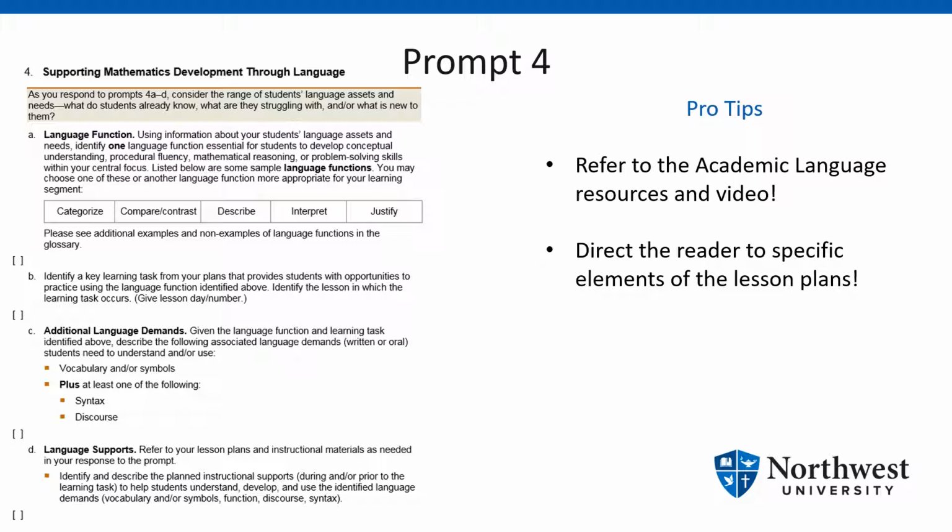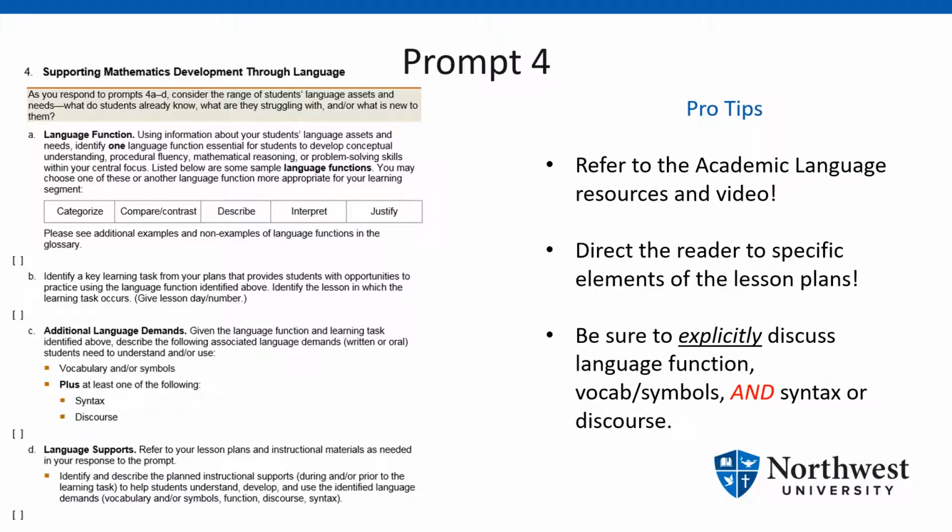You always need to direct people back to specific elements of your learning targets or lesson plans or other instructional materials that support language function. And finally, you need to explicitly, notice that that's underlined, discuss language function, vocabulary and symbols, and either syntax or discourse. Sometimes people address 2 and not more than 2, and you have to address more than 2. If you do not, you will not score well on the related rubrics to this. So I just want to highlight that you need to do language function, vocabulary and or symbols, and then either syntax or discourse. But again, refer back to the other resources to gain a fuller understanding of how this works.